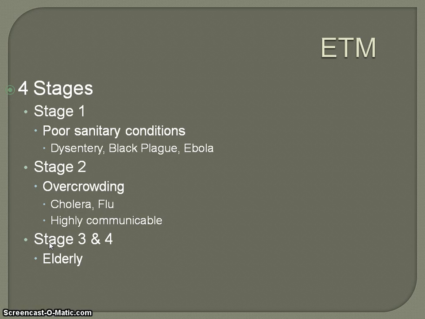So stages 3 and 4, because it's the more developed societies, with more advanced healthcare systems, being able to get treatment to the young, and then helping the middle aged live through different stages of life. So stages 3 and 4 are going to be those that attack primarily the elderly.